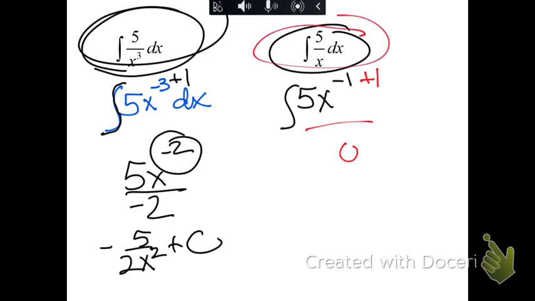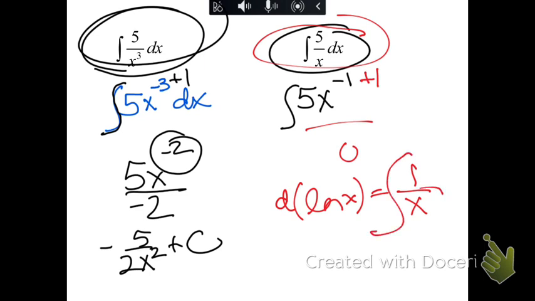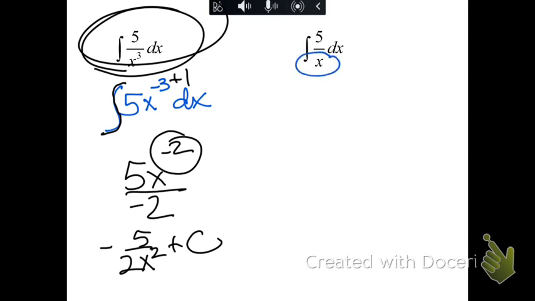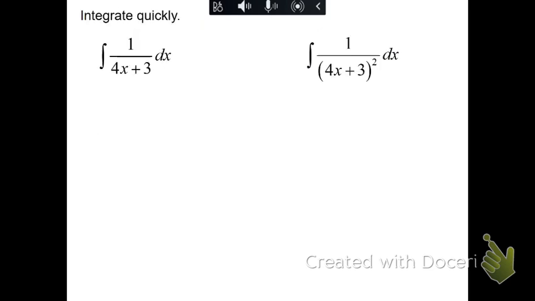This guy is actually a natural log problem. Because remember, the derivative of the natural log of x is 1 over x. So when we work it in reverse, when you have an x to the first in the denominator, that's a natural log problem. Okay, so let me get rid of it and do it correctly now. So since this is an x to the first, this is just 5 natural log of x. And since you can't take the natural log of a negative number, we always put it in absolute values. Okay, so study that one right there. That's a big one.